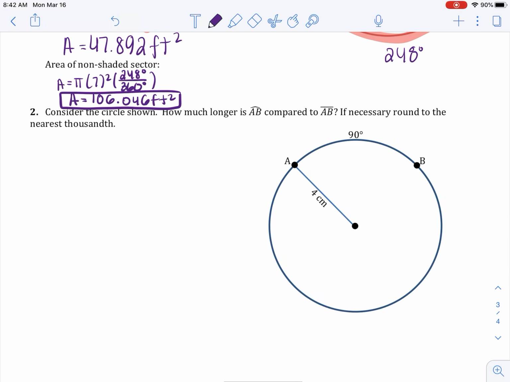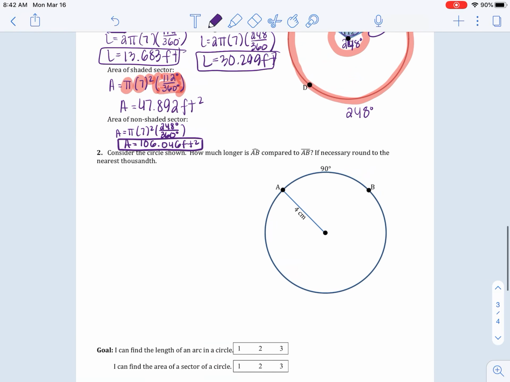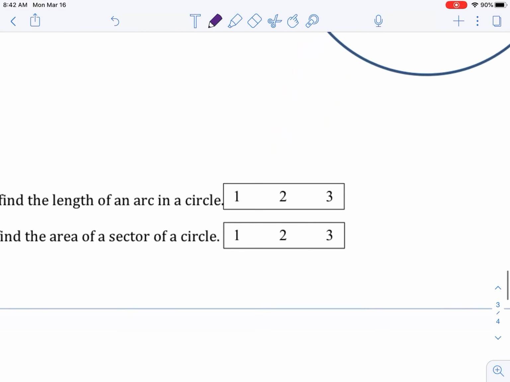All right, the very last one, it says, consider the circle shown. How much longer is AB compared to AB? For right now, we're not going to worry about this. This is more of like getting your brain thinking and going through it as you're working on your own. I don't want to make anyone think that this is actually harder than it is, because it's pretty simple as long as you know the formulas. So that's it for today.